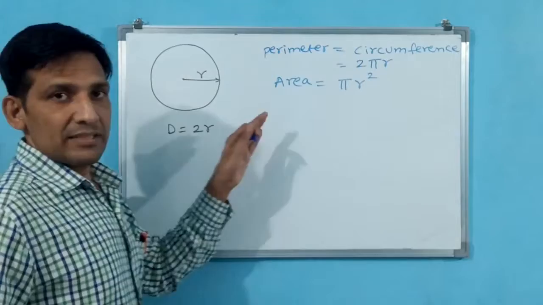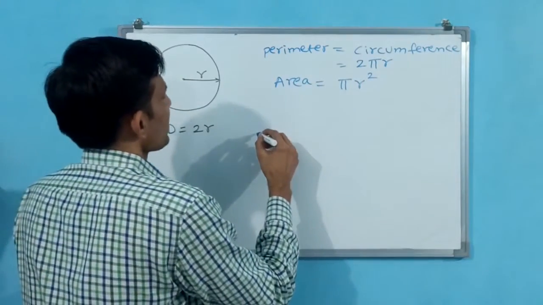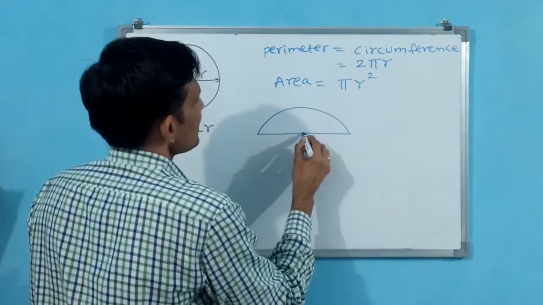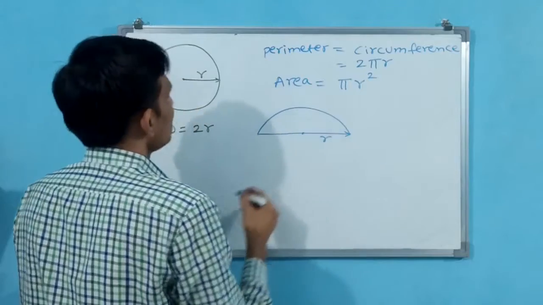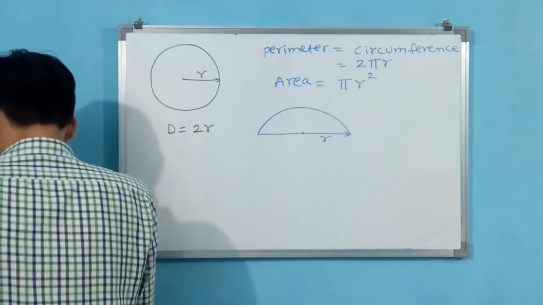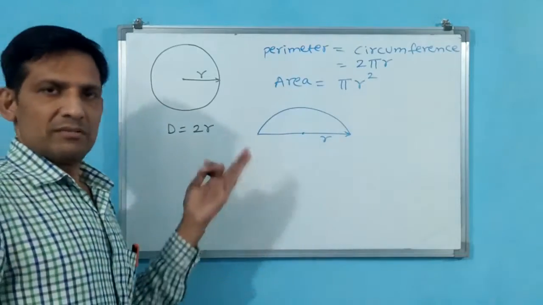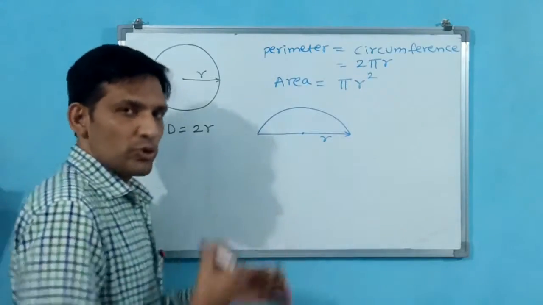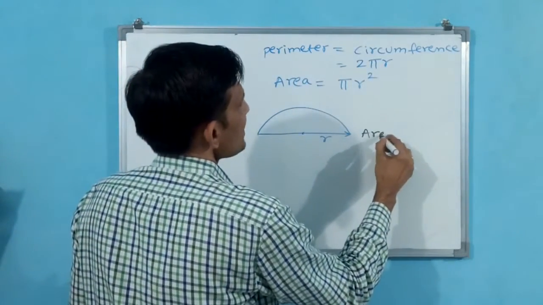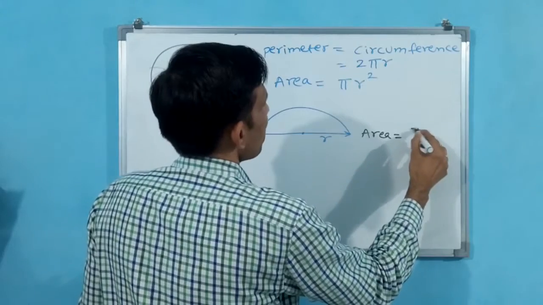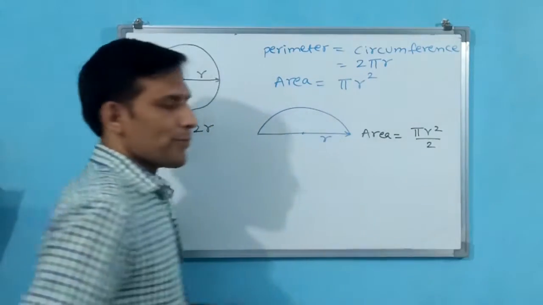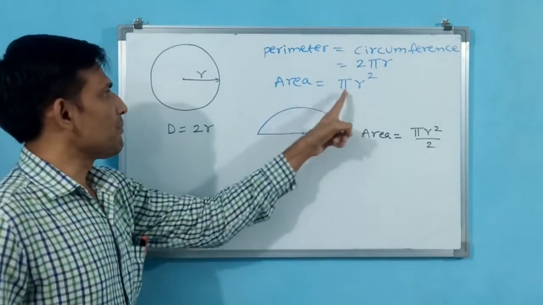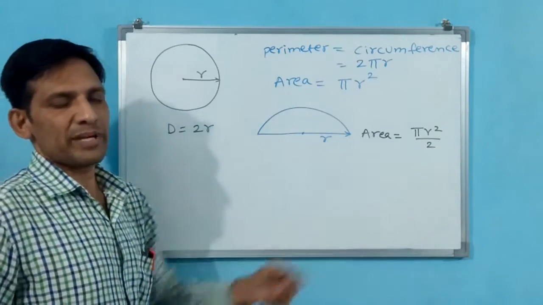Let me take a semicircle also now. Say this is a semicircle having center and radius. Now you tell me, area will be half of this. Why? Because the figure is half of this figure, no? Then area also should be half. Area of a semicircle is equal to pi r square by 2. Because this is a full circle, half circle. Pi r square by 2, half of pi r square.